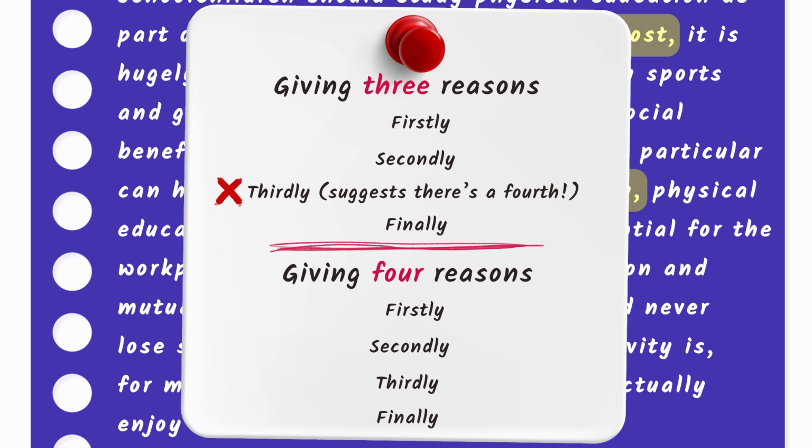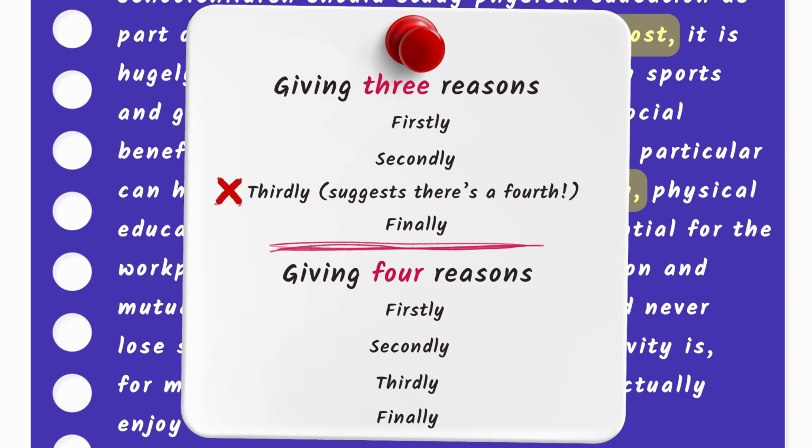Remember something. If you are going to give three reasons, for the last one, don't use thirdly. If you use thirdly, it means that there is going to be another one. All right? So if it's the final, you should write finally or lastly. But if you are going to give four reasons, thirdly for the third one sounds good.